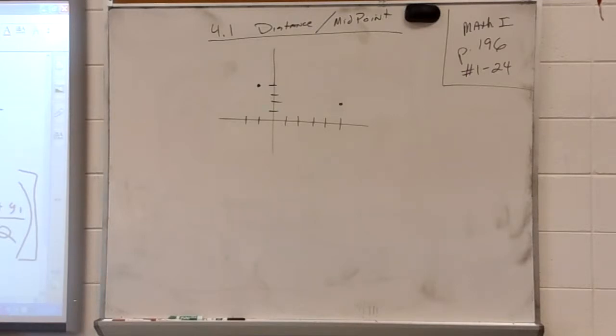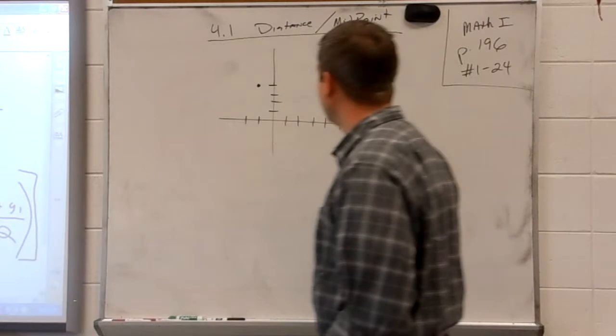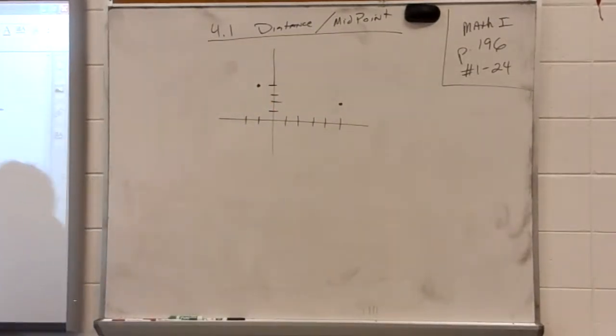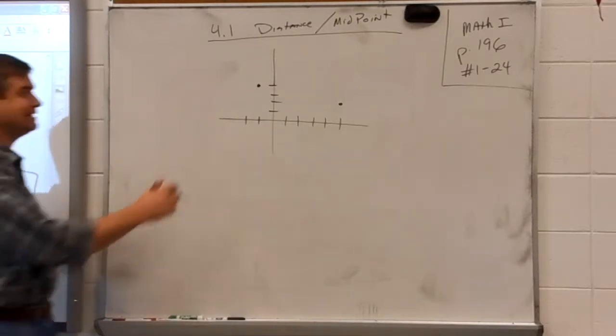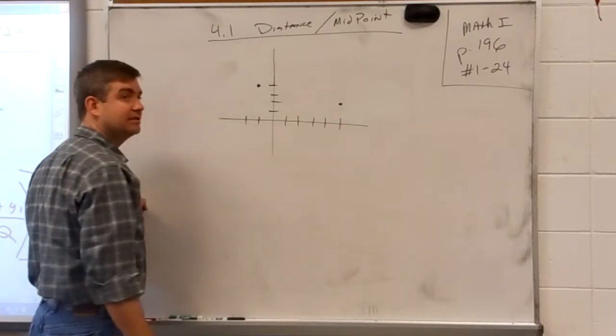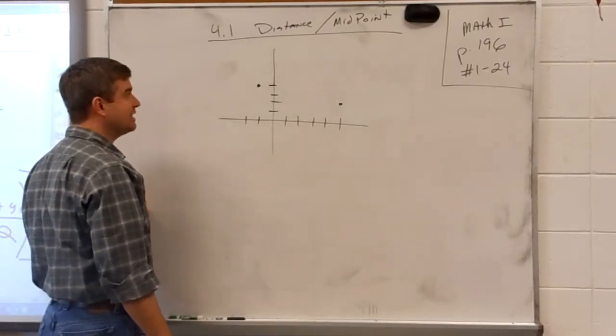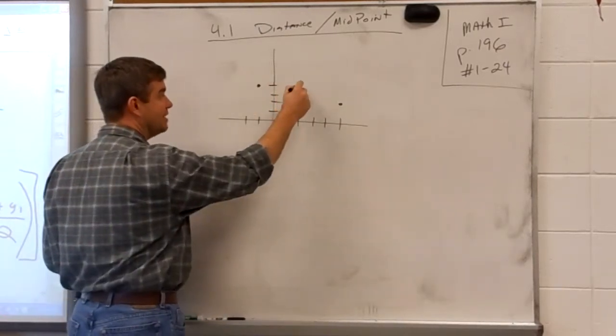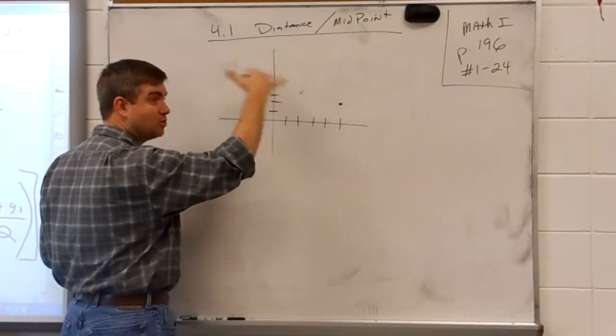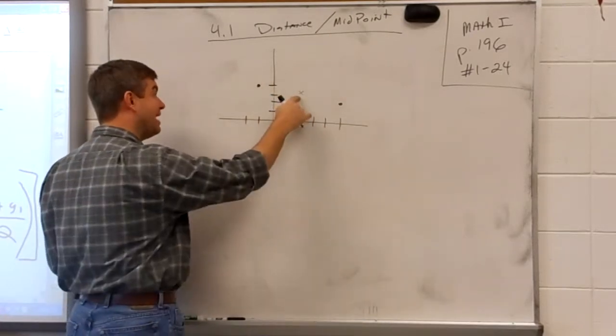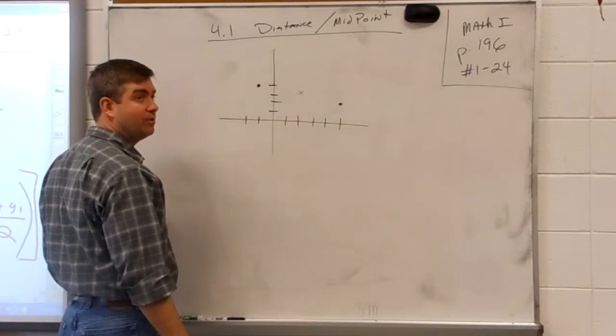All right, this is section 4.1, distance and midpoint. This is accelerated math 1. Today we're going to talk about the distance formula and the midpoint formula. These are two formulas that we use with coordinates in the coordinate system to find the distance between 2 points. That's our first objective. The second objective is to find the midpoint, halfway in between the 2 points, and find the coordinate of the midpoint.